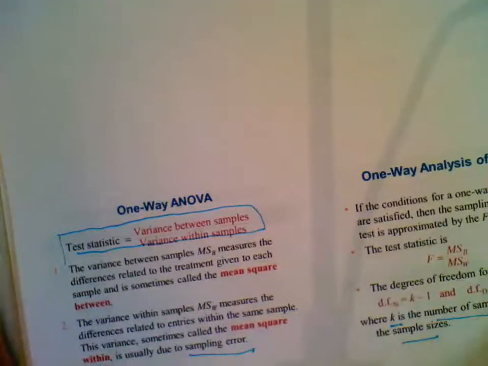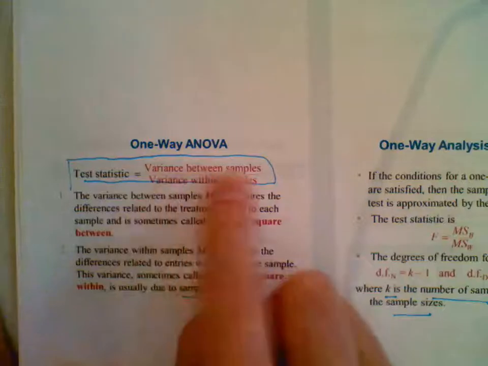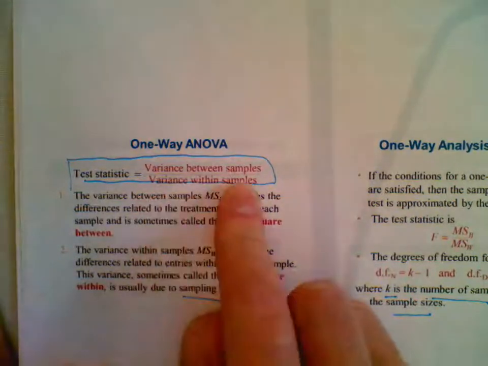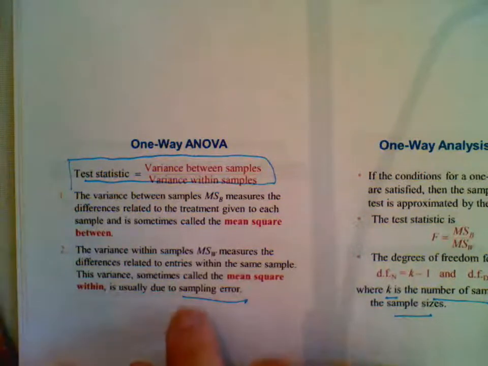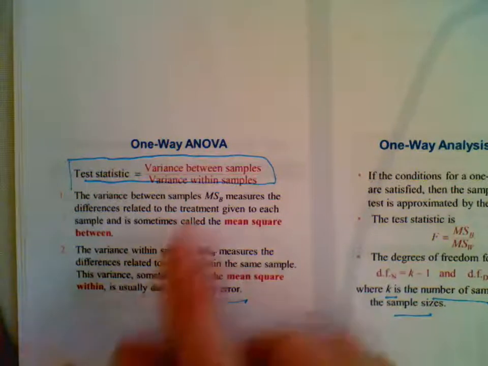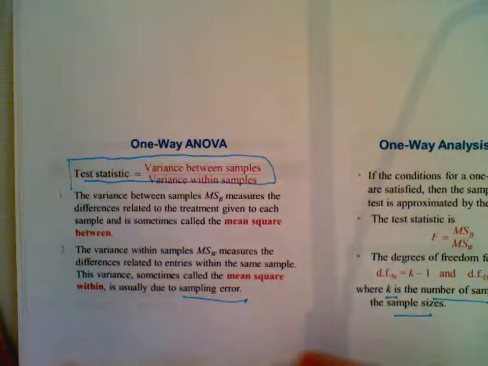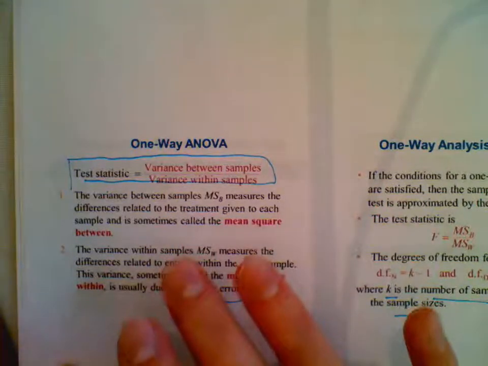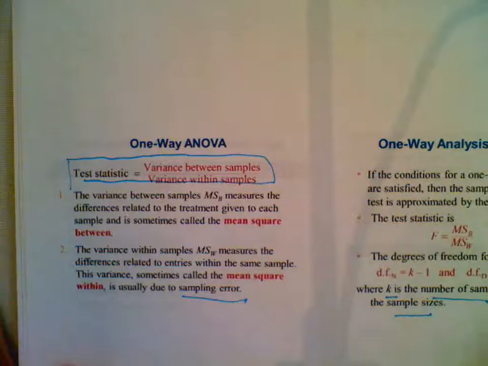So our test statistic is going to be the variance between samples divided by the variance within samples, okay? And to do this, we're going to find two different things. We're going to find the mean square between and the mean square within. Now, we're going to do all of this in the calculator, so you're not going to need to go through all of these steps by hand, but I just want to make sure you know where the information is coming from.